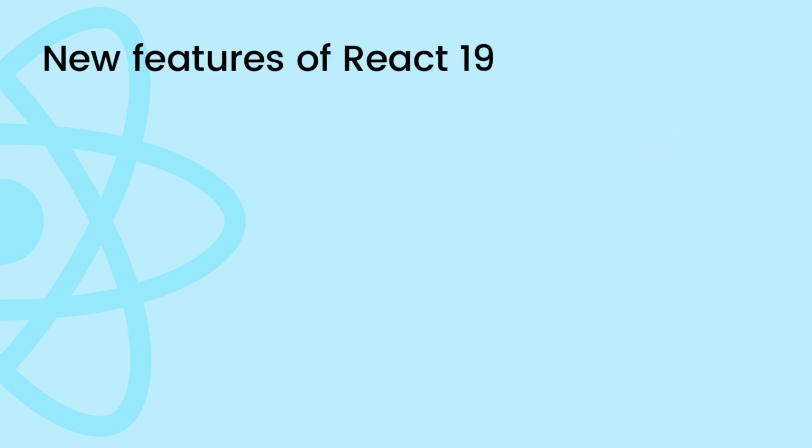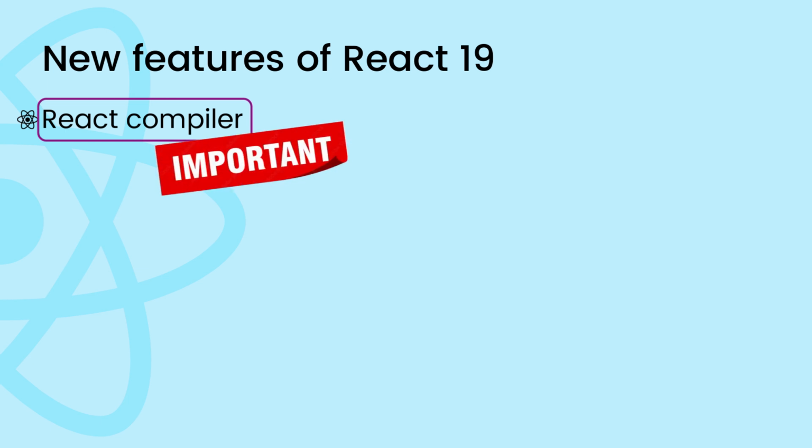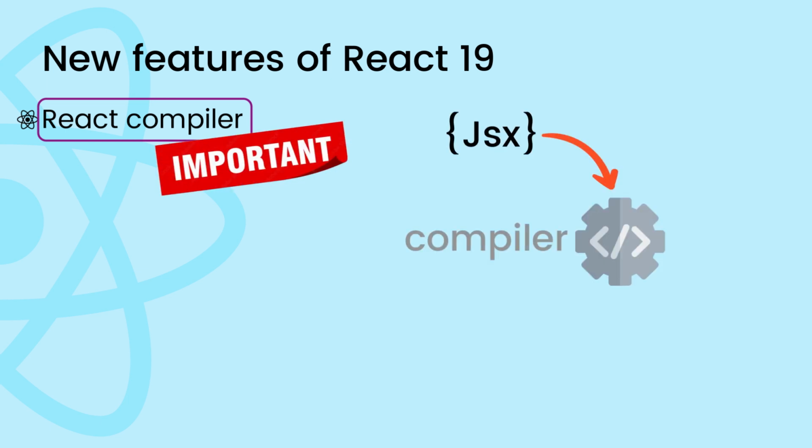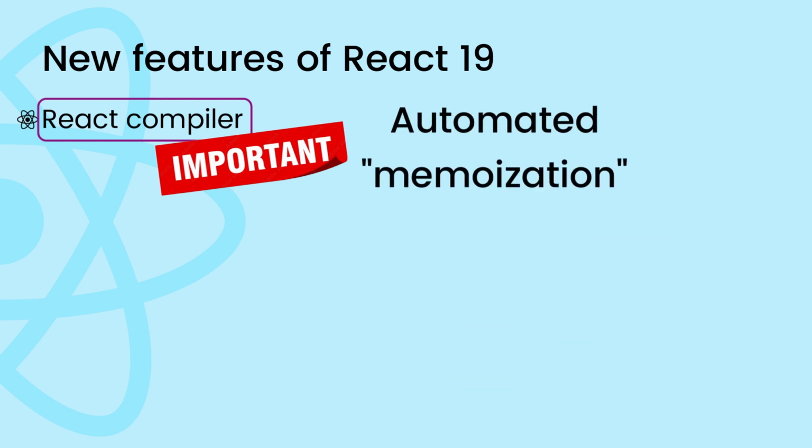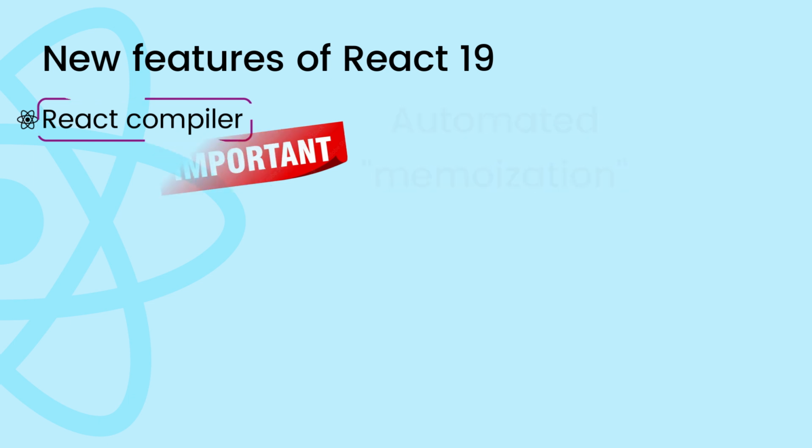the new version. Some of the features are the React compiler. Now this is an important development of React since the past few versions. This will transform React code into standard JavaScript. This has the potential to significantly boost performance. It will also manage the automated memoization.